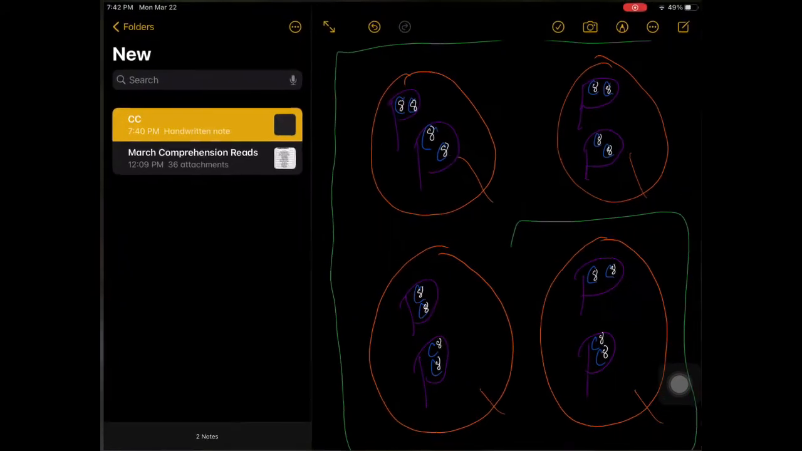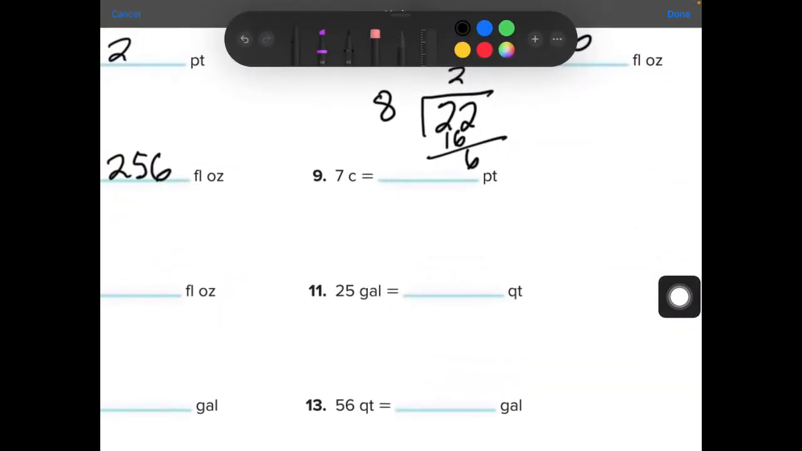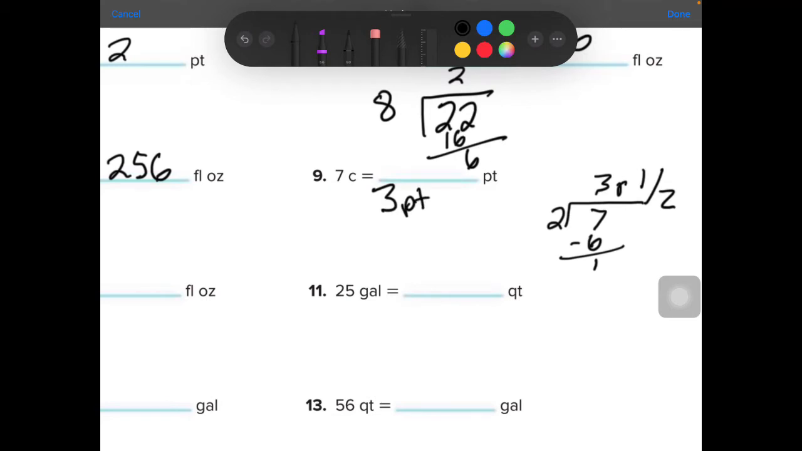All right, we have 7 cups equals how many pints? Let's bounce over to our poster. We have cups, and it takes 2 cups to make 1 pint. Okay, so if we have 2 cups to equal 1 pint, it's going to be a fraction. So let's try that out. 2 will go into 7 3 times. 3 times 2 is 6. And there's 1 left over. So there's remainder 1 out of 2 because there's 2 cups in a pint. So then my answer is going to be 3 and 1/2 pints.